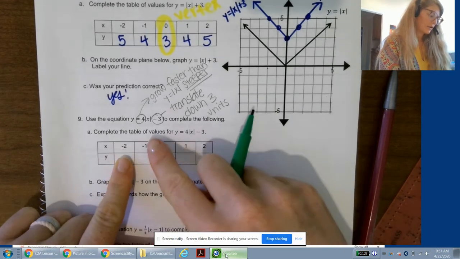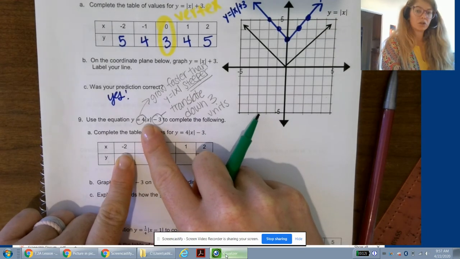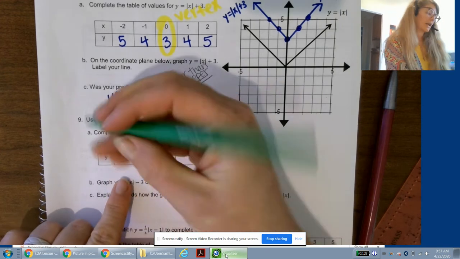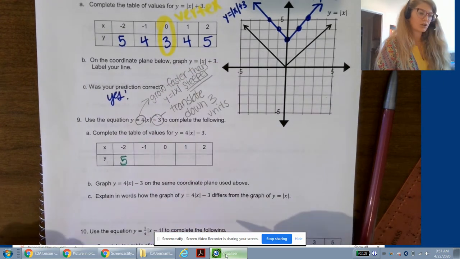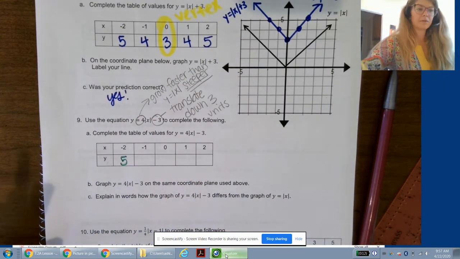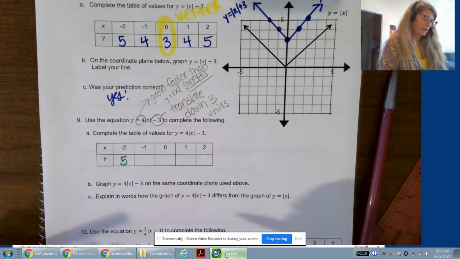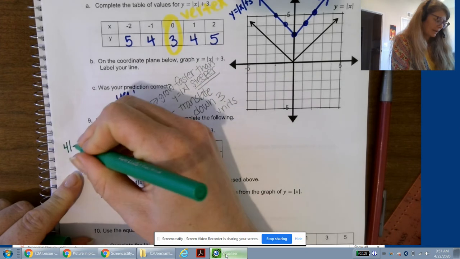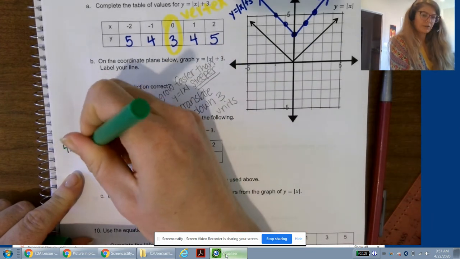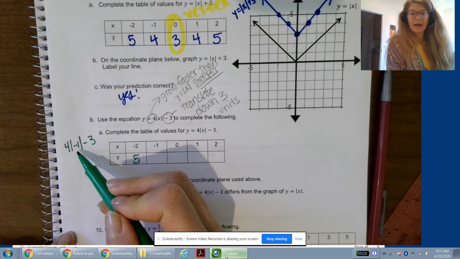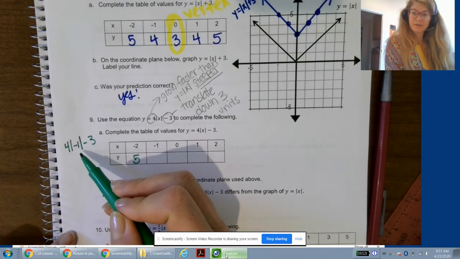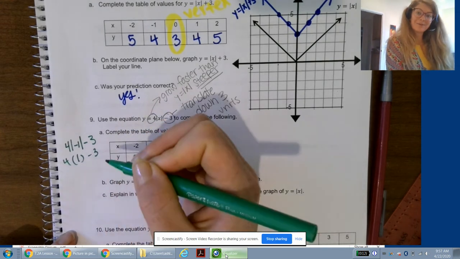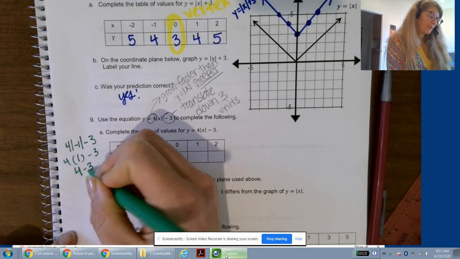So now -2: absolute value of -2 is 2, times 4 is 8, and then subtract 3 is 5. And if you wanted to show a little bit of work to the side, feel free to do so. We can always show our work over here. So if I wanted to do -1: 4 times the absolute value of -1, all minus 3. Order of operations, we have to do the grouping, which is the absolute value function, first. Absolute value of -1 is 1. Then you have to multiply before you subtract: 4. And 4 minus 3 is 1.